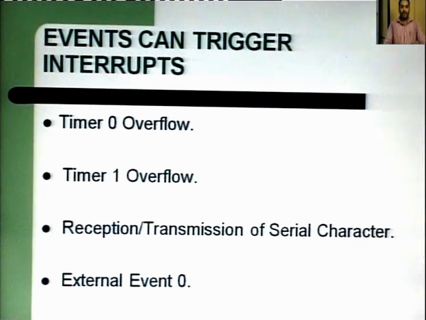What are the events that can be triggered internally? That is timer 0 overflow. The interrupts can be triggered by the overflowing of timer 0. Then timer 1 overflow can also trigger the interrupt. Then, in case of serial transmission, reception and transmission of a serial character through the serial port can also trigger the interrupts. Then two external events, external event 0 and external event 1. The microcontroller has two pins for these external interrupts, so external interrupts can be applied through these two events.